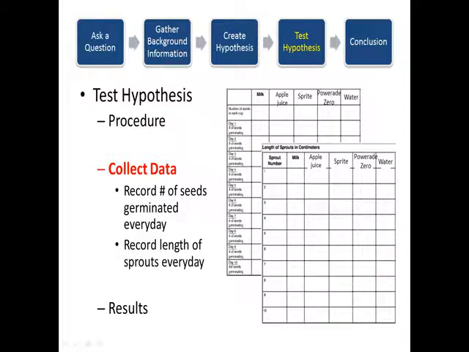Now that I know my procedure, I'm going to record data every day by counting how many seeds sprouted and measuring the length of their sprouts. What types of variables are these called? You know it. These are my dependent variables, which I'm measuring.